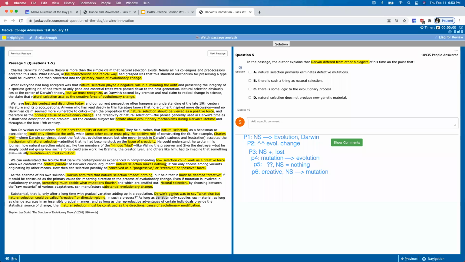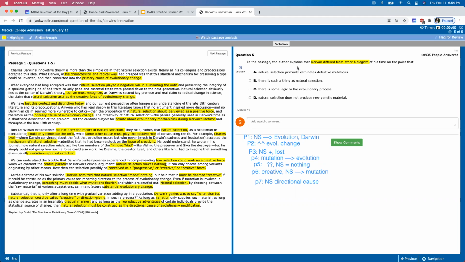So we need to have variation in a gradual manner, reproductive advantages. So those are the things that happen, but then natural selection is the directional cause. That's the main idea of that paragraph. So natural selection is the directional cause. Perfect. So does that make sense how we kind of went through this passage? Okay, number 5.